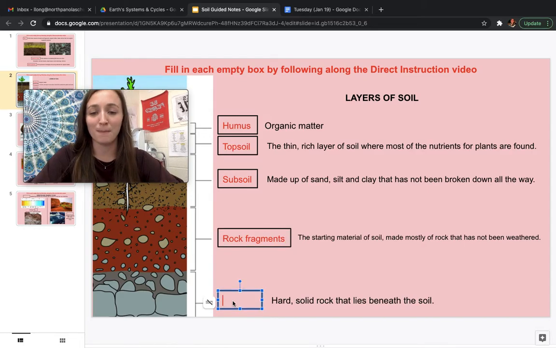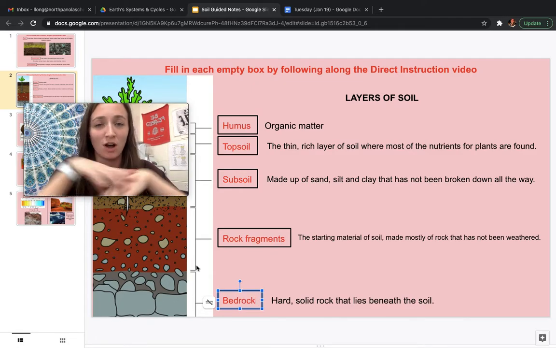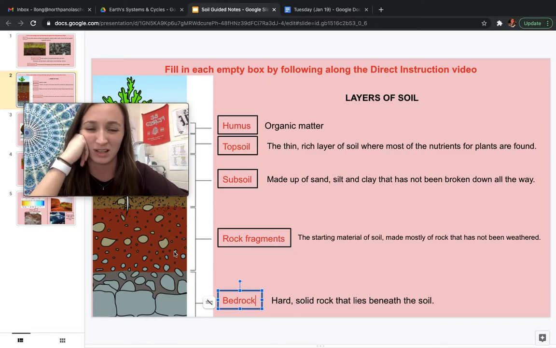And below that, the bottom layer, you are going to get that bedrock. Not the Young Money song, but maybe you're too young for that reference. But the bedrock is where there's really no dirt. It's just solid rock. So this is where the soil really ends.